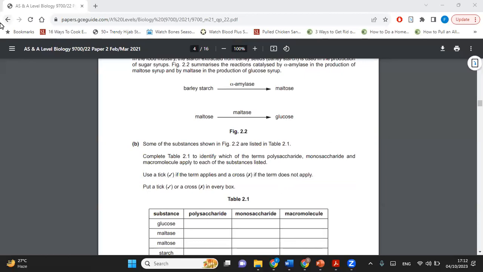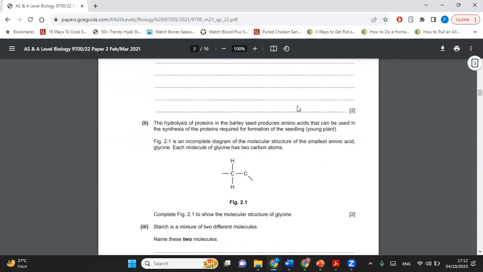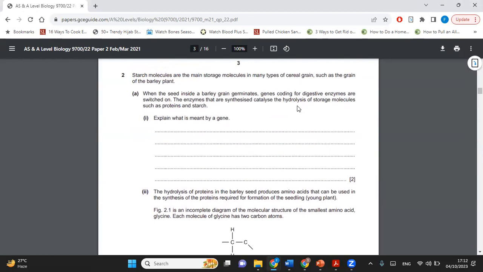This is the question that is in front of us. This question is basically a mix of the topic of your biological molecules and enzymes. They have mixed the two topics up. So let's go ahead and take a look and talk about what the question is.